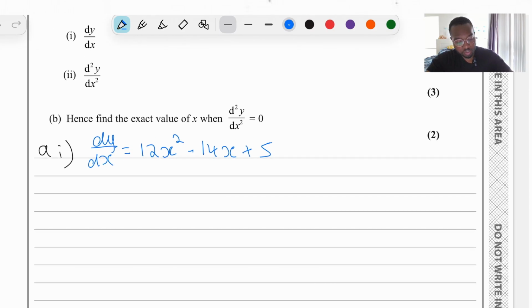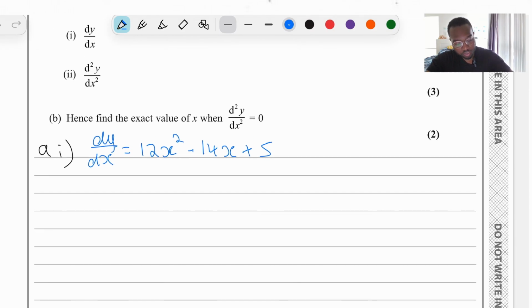We have to find d squared y over dx squared. So for that one, we're just going to differentiate again. That leaves you with 24x minus 14.